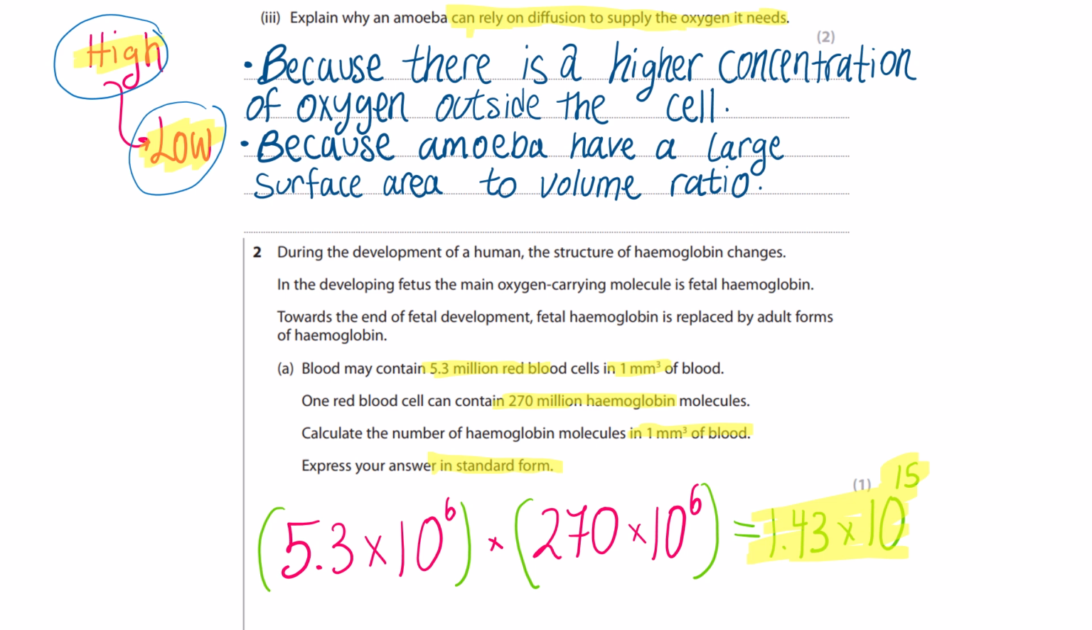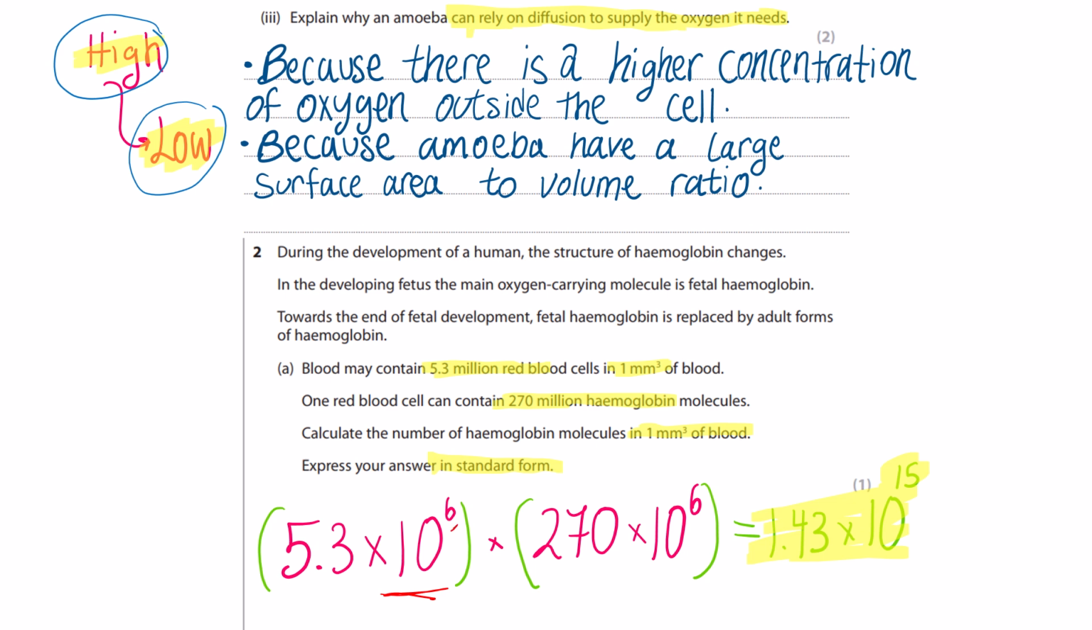One red blood cell can contain 270 million hemoglobin molecules. Calculate the number of hemoglobin molecules in 1 millimeter cubed of blood. So express your answer in standard form. Even if they didn't ask you to express your answer in standard form, it's always better to write it in standard form. So since it's million, we're going to have 10 to the power of 6, because a million has 6 zeros, so it makes sense that it's going to be 6.